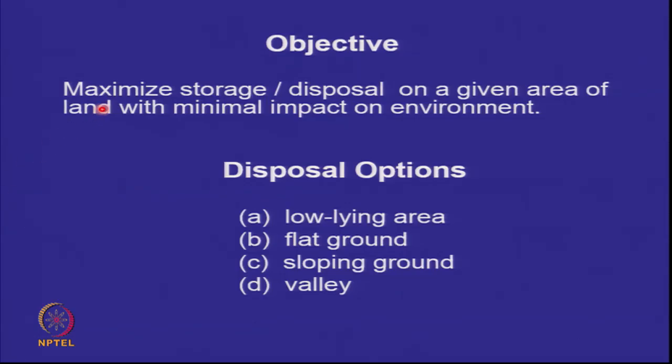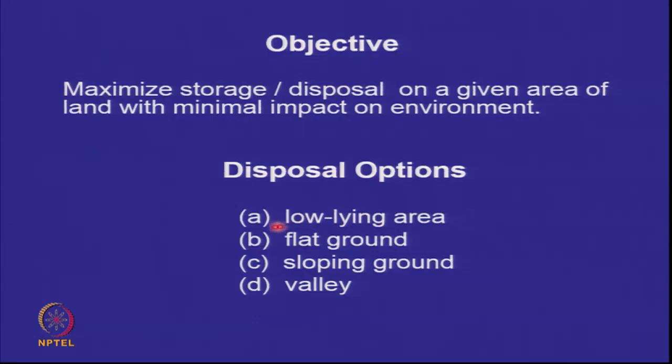The objective, of course, is, given an area of land, you want to maximize the storage with minimal impact on environment. So when we dispose slurry on land, we would like to maximize storage and have minimal impact on the environment for the given area which is available to us. And the same things will govern. What is the shape of the area? It won't be a square or a rectangle. It will be as the land is available to us. It could be sloping ground, it could be flat ground. So the disposal options, you may get a low-lying area, you may get a flat ground, you may get a sloping ground, or you may get a valley.